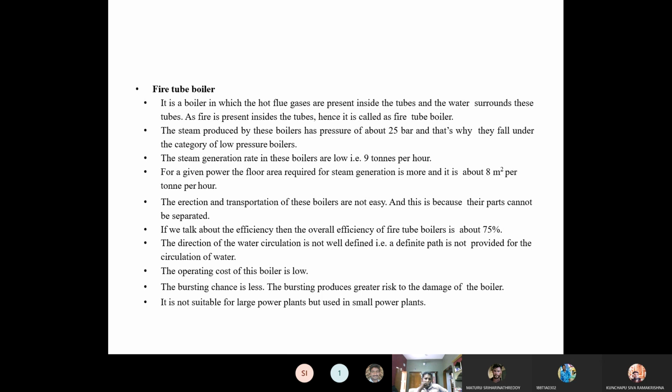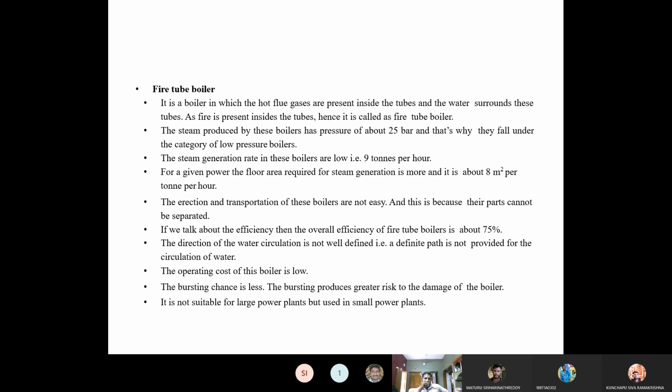If we talk about efficiency, then the overall efficiency of fire tube boilers is about 75%. The direction of the water circulation is not well defined, and a definite path is not provided, because water is simply present over the tubes.